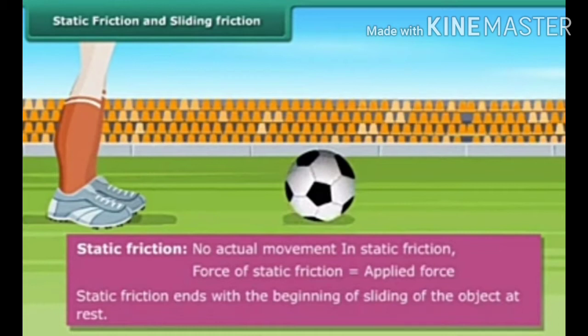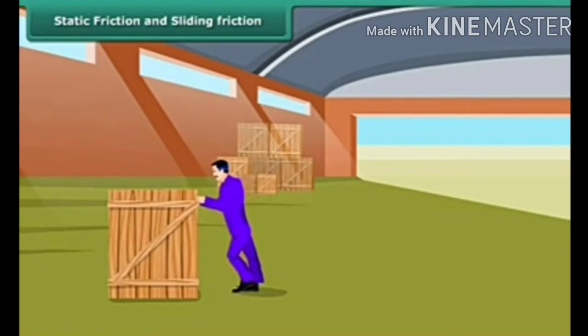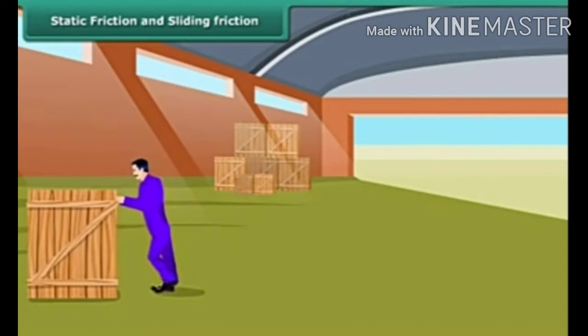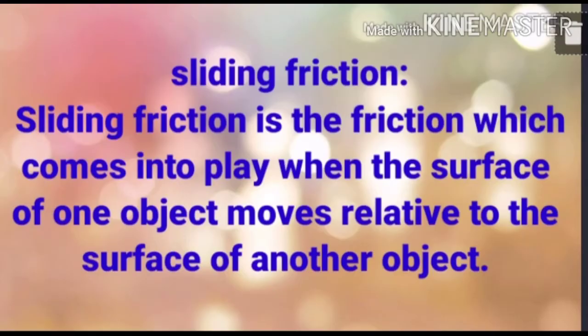Static friction ends with the beginning of sliding of the object at rest. When we push the ball, it starts moving. The frictional force present when one body moves slowly over another body is known as sliding friction. When one body slides, sliding friction is less than the static friction. So, sliding friction is less than static friction. The force of sliding friction is equal to the constant pull force.